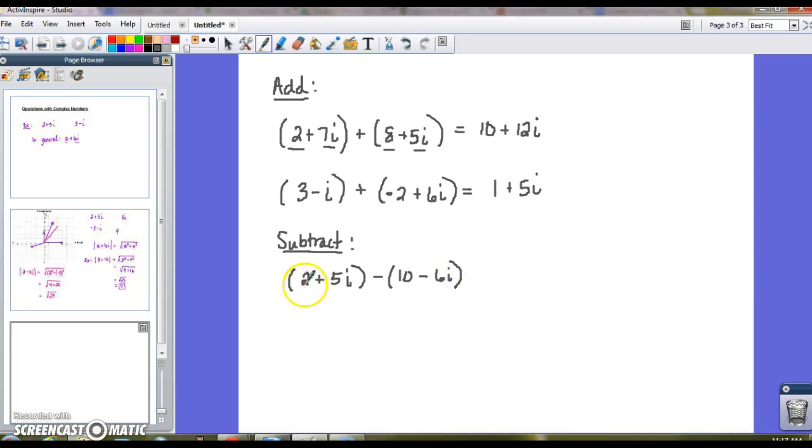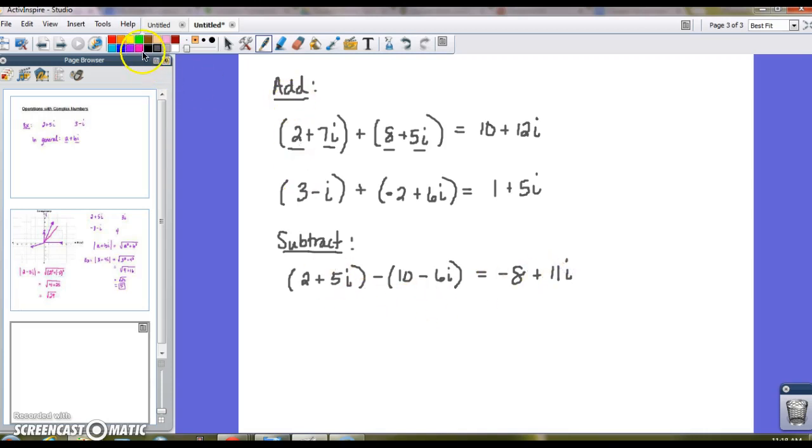So for example, here I have 2 minus 10. So that would be 2 minus 10 is negative 8. Then I have 5i minus a negative 6i. A negative times a negative is a positive. So you end up with 5 plus 6i, which is 11i.